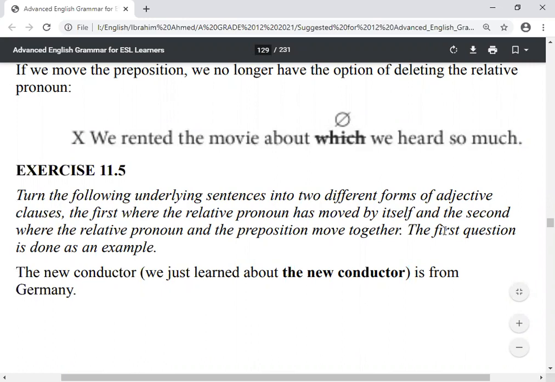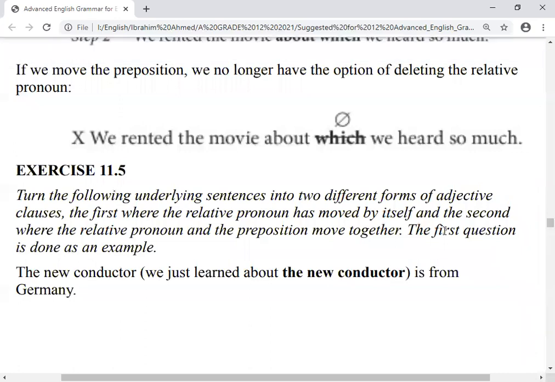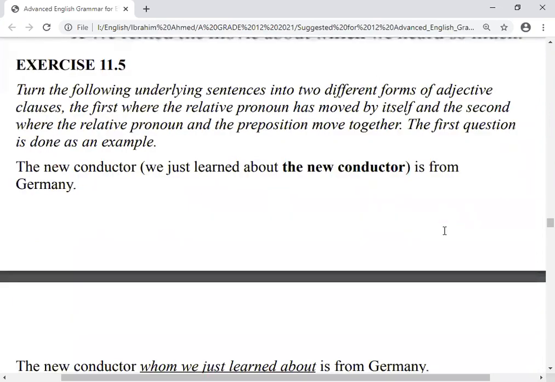The last exercise of this lesson is 11.5. Turn the following underlined sentences into two different forms of adjective clauses: the first where the relative pronoun has moved by itself, with the pronoun at the beginning and the preposition at the end, and the second where the relative pronoun and the preposition move together, the pronoun preceded by the preposition. The first question is done as an example.